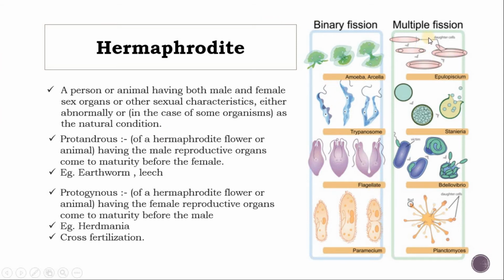And multiple fission is found in Plasmodium, Bdellovibrio, Taenia and Eupolystoma. Here from one organism multiple organisms arise. It is known as multiple fission.